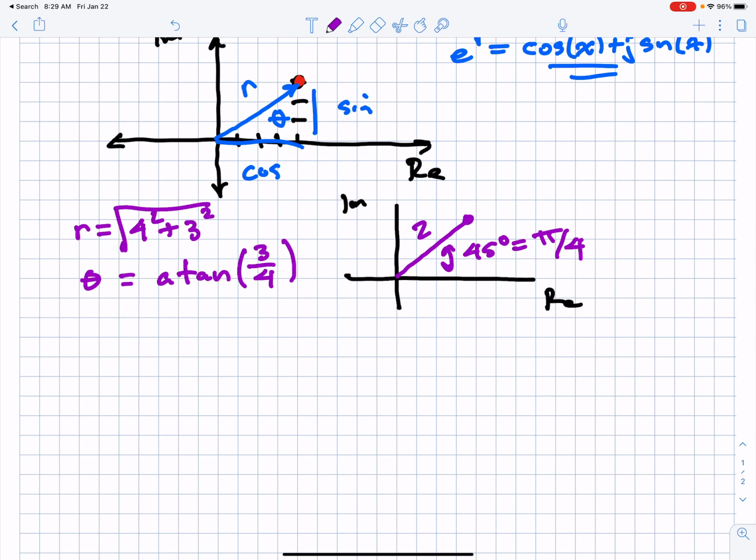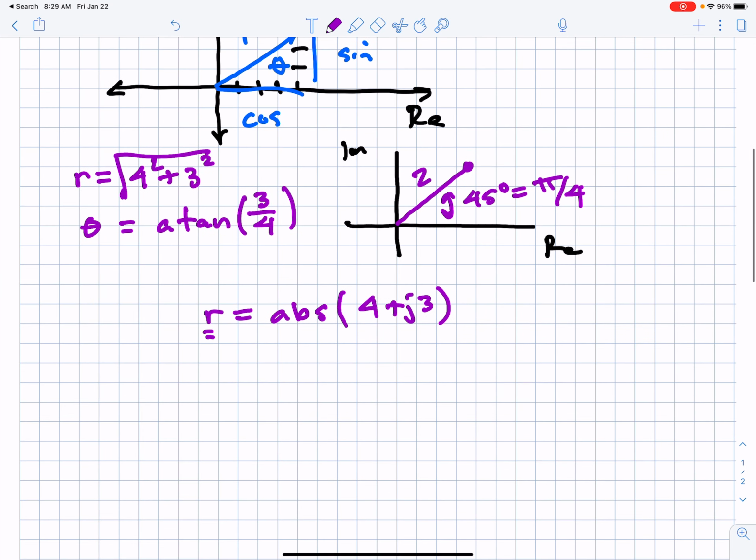In MATLAB, I could get r to be ABS, the absolute value, of 4 plus j3. If I type that in, I would get the value of r. And if I wanted the angle, maybe I'd say theta is equal to the atan. No, I wouldn't do that. I would use the angle function because that takes care of all the quadrants. So angle of 4 plus j3 would give you back the theta.